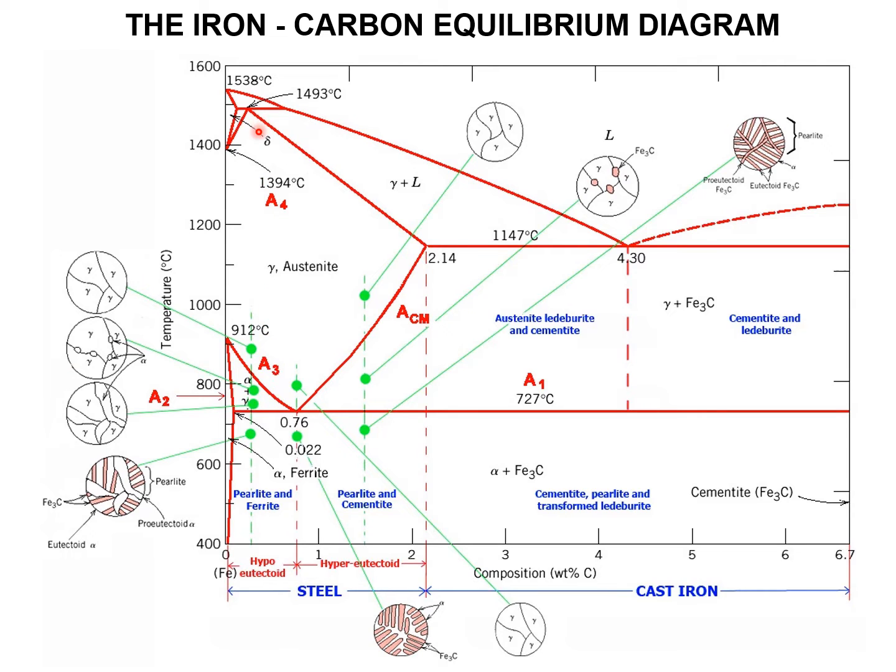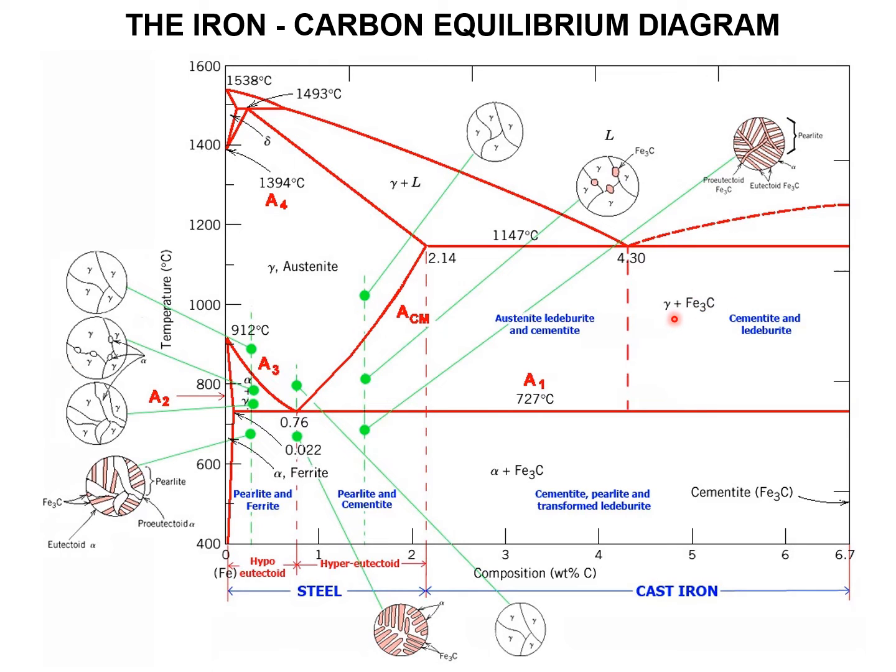We call this a peritectic reaction. One solid plus one liquid react and give another solid. This peritectic reaction happens at 1493 degrees centigrade. Coming to this side, liquid plus gamma is there, and the entire liquid will be converted at 1147 degrees centigrade into gamma plus Fe3C.